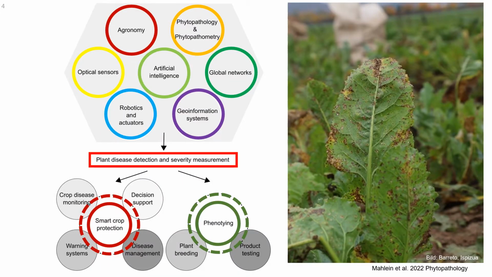But of course, it is not that simple. To reach this pipeline, we need an interdisciplinary approach, integrating complementary disciplines such as agronomy, phytopathology, artificial intelligence, sensor technologies, and geoinformatics. Finally, the information from an automated disease detection and severity measurement can be used for smart crop protection or in plant breeding to speed up the screening process for resistant or tolerant varieties.